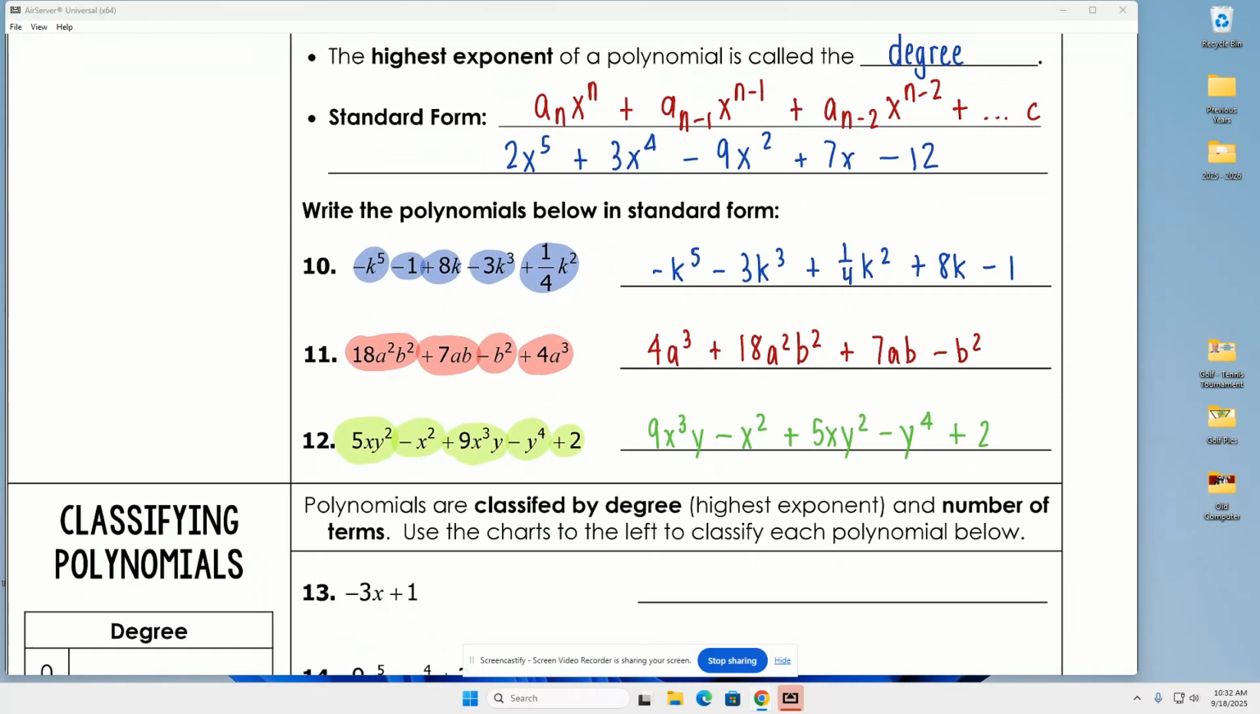So there you have it. We've written it in standard form. On your assignment tonight, there's going to be a part where you have to write it in standard form. Can y'all do that? You can do that.